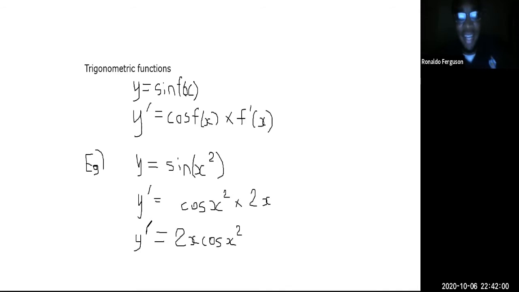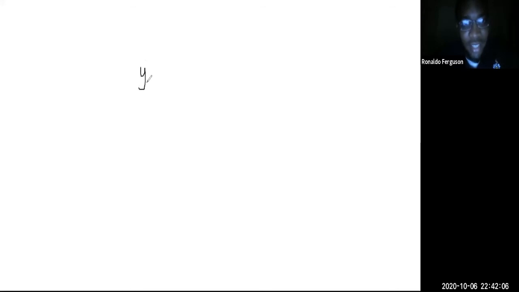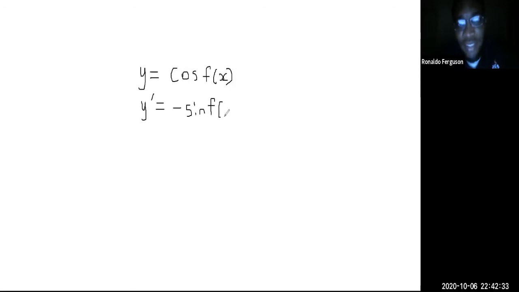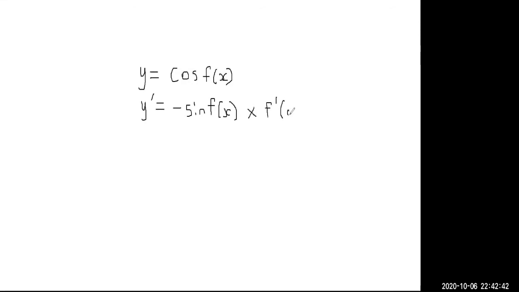Now the next one to look at is differentiating cosine. If y is equal to the cosine of a function of x, then dy by dx is equal to minus sine. So when you differentiate sine, you get cos. When you differentiate cos, you get minus sine. I always tell myself that to remember it. So you won't get it mixed up ever again.